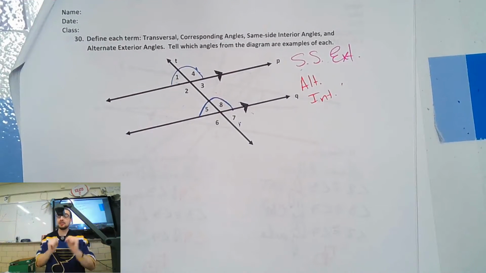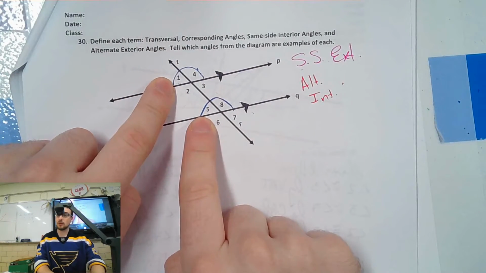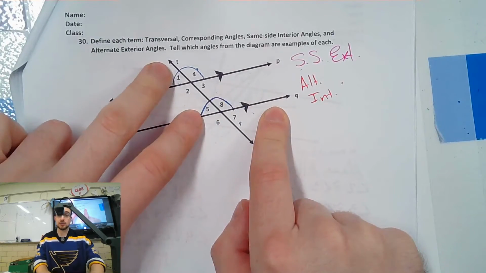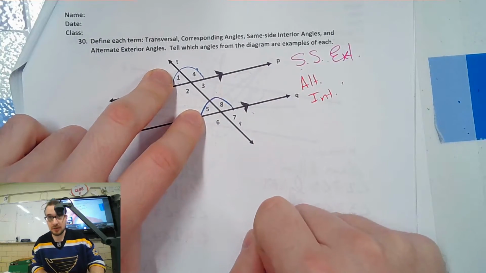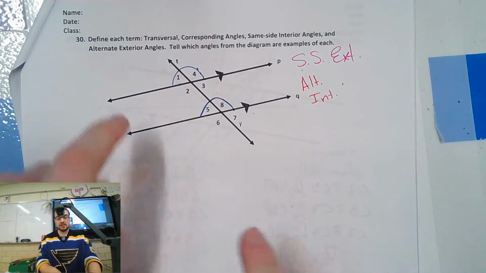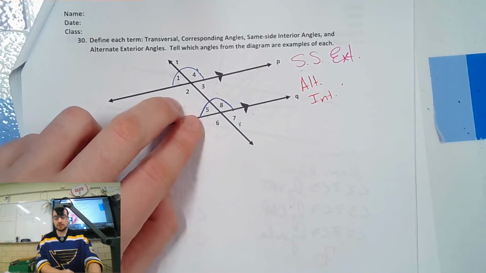Corresponding angles are any 2 angles that are in the same relative spot. So like 1 and 5 are the same relative spot. They're both in the top left corner of their intersections. When the lines are parallel, corresponding angles will be congruent. Same side interior angles are the angles that are on the same side of the transversal, like 1, 2, 5, and 6. And they're in the interior, so 2 and 5.